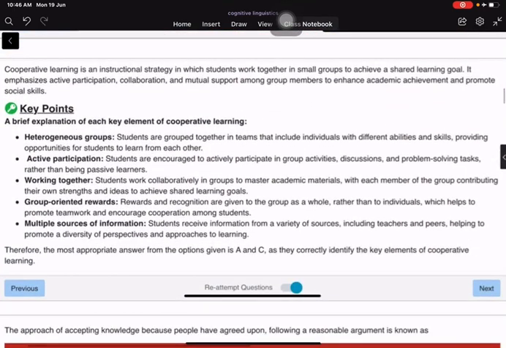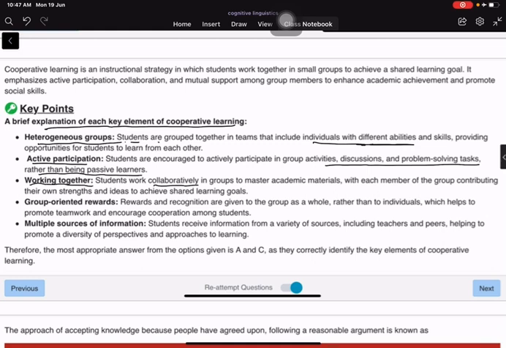Okay. A brief explanation of each key element of cooperative learning. Heterogeneous groups, individuals with different abilities; active participation, discussions, problem-solving tasks rather than being passive learners; working together, collaborative, and group-oriented rewards given to a group as a whole rather than to individuals; multiple sources of information, a variety of sources including teachers and peers, helping to promote a diversity of perspectives and approaches to learning.